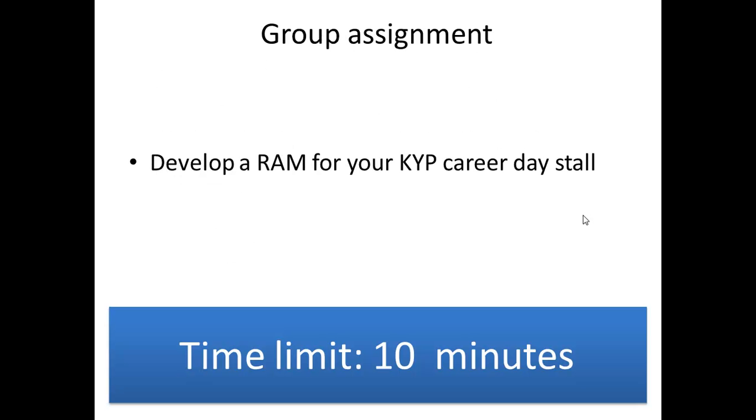Okay, so in class next time, we are also then going to look at the responsibility allocation matrix for the KYP Career Day stall. What I intend doing is I intend going through the theory very quickly in about half an hour, and then the other hour and a half will be spent on doing your scope statement, doing your work breakdown structure, and doing your responsibility allocation matrix. And then we will ask some of the groups to come and share with us what they have done so that we can learn from each other.